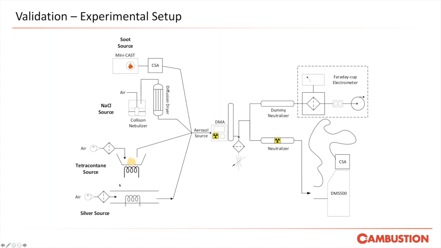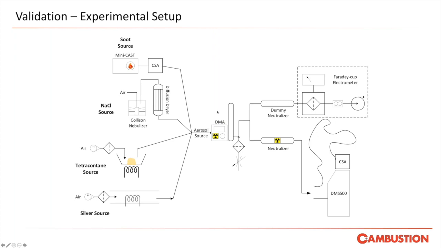At the bottom, for generating very small particles, we have a silver source. This consists of a hot silver wire with air blowing over it, which creates a condensation aerosol of silver. Above that, we have a tetracontane source for the semi-volatile particles. Tetracontane is naturally at room temperature a kind of wax. We heat that up in a crucible and we put compressed air over it, which then creates a condensation aerosol of tetracontane.